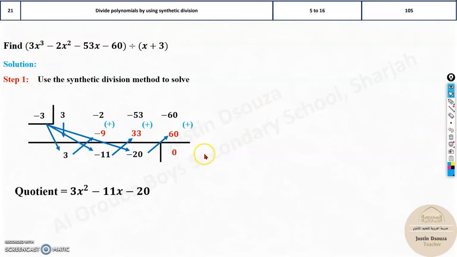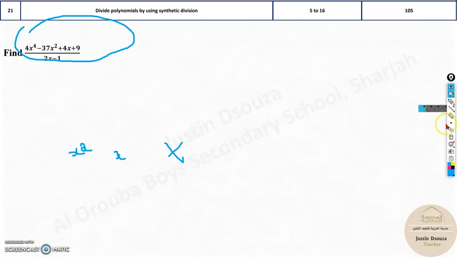Now, again, this is the quotient, 3x squared, which I've written over here. I've written 3x squared minus 11x minus 20. It's very simple if you follow the method. Now, let's look into one more problem.